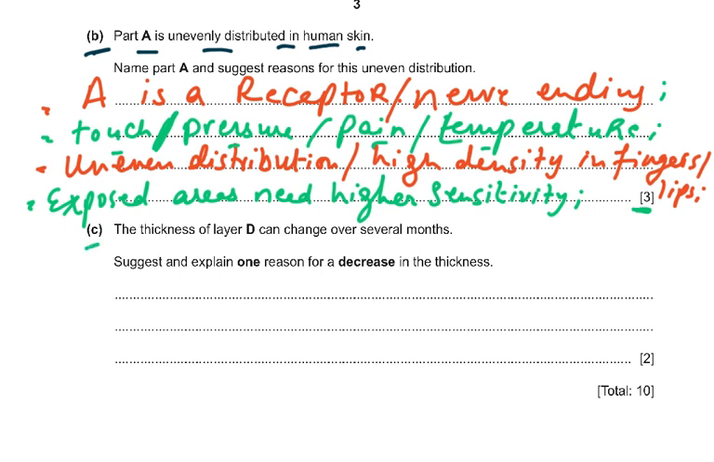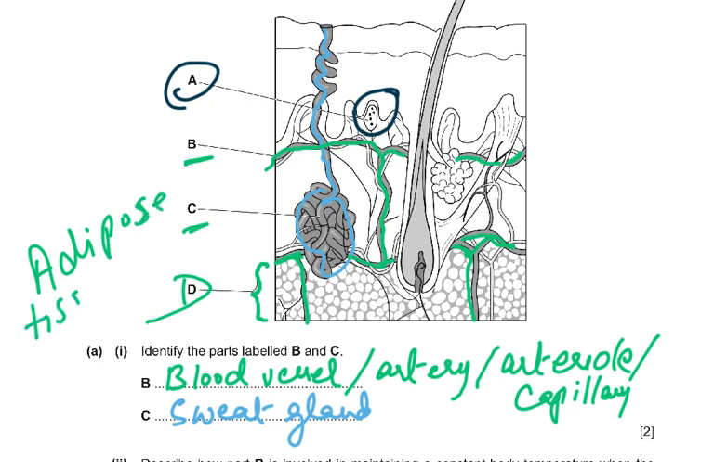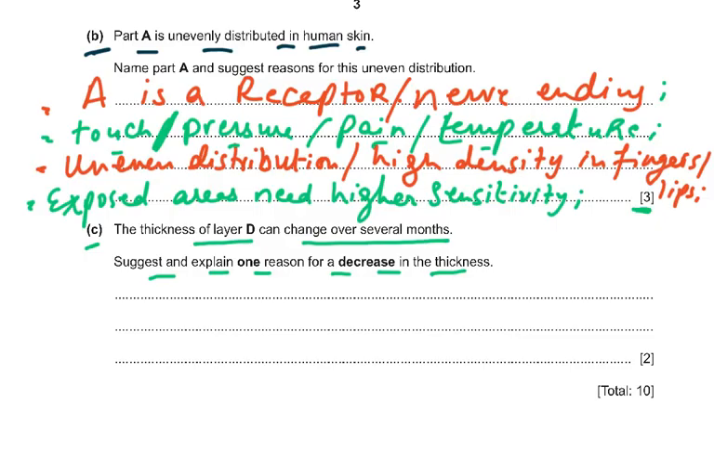And then coming to the C part: the thickness of layer D can change over several months. Suggest and explain one reason for a decrease in the thickness. Now, what was D? D was the fat or the adipose tissue. Some of you who have more layers of that are obese, and some of you, of course, don't have much thickness of it.